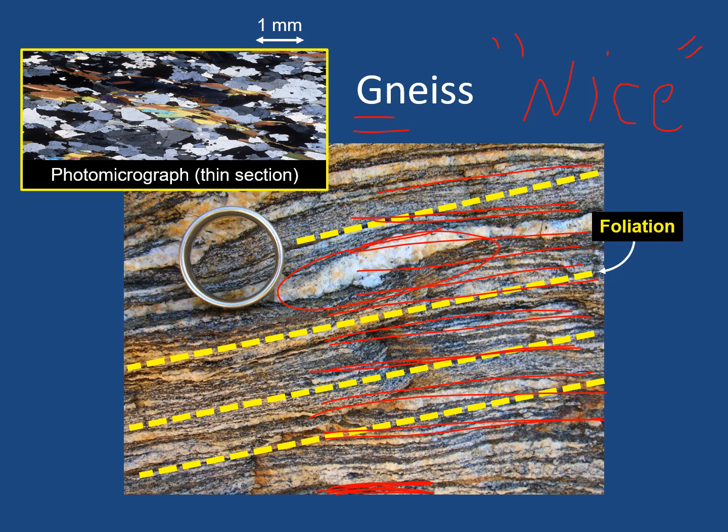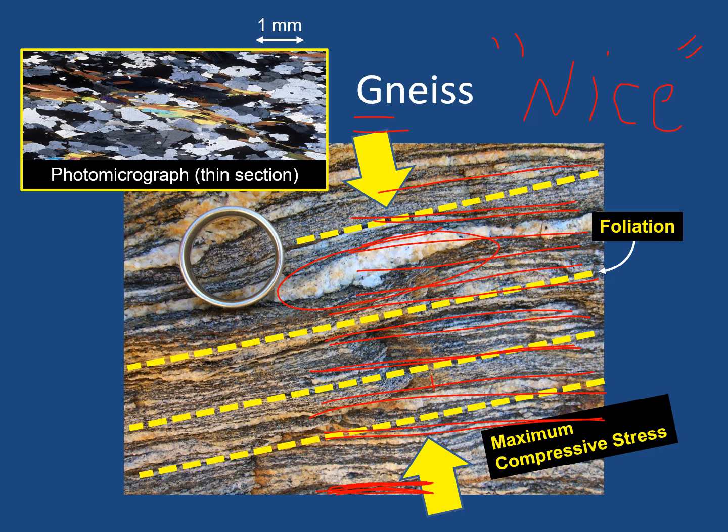So there's the foliation. And remember the rule that we developed: can you infer the direction of maximum compressive stress that produced this foliation? I'll bet by now you can. So there's the direction of maximum compressive stress. And again, the rule of thumb is it tends to be perpendicular. It tends to occur at a 90-degree angle with respect to the plane of foliation.